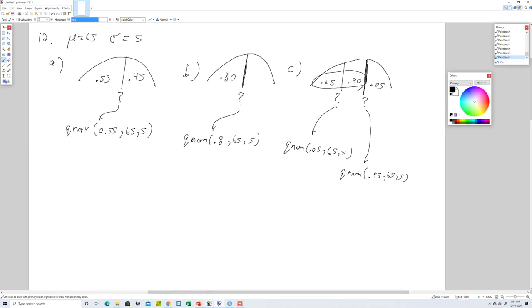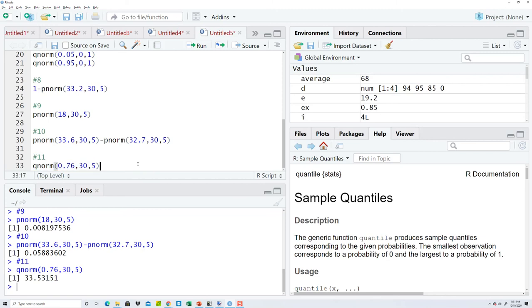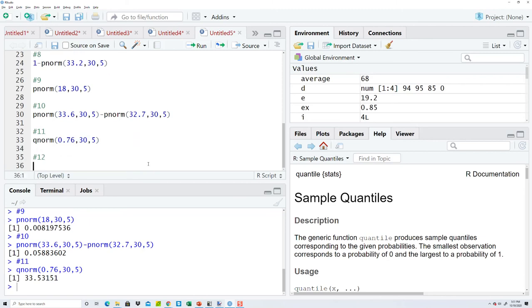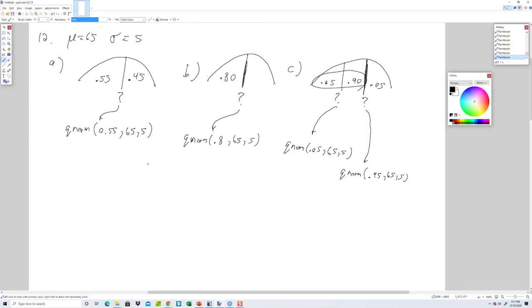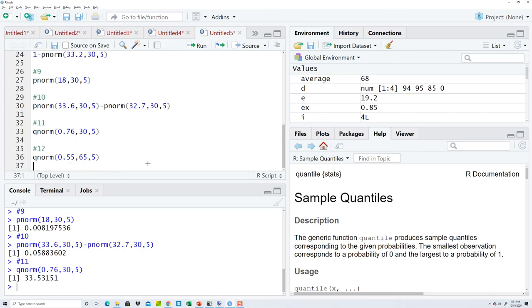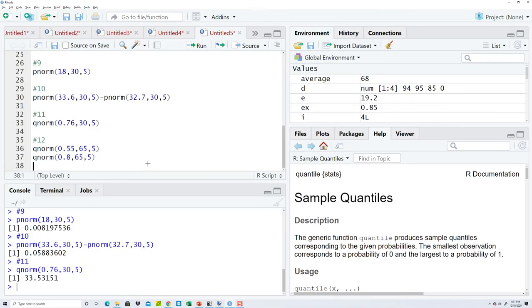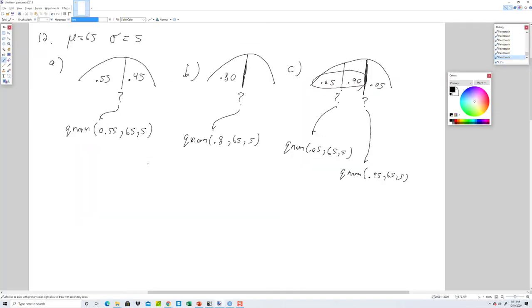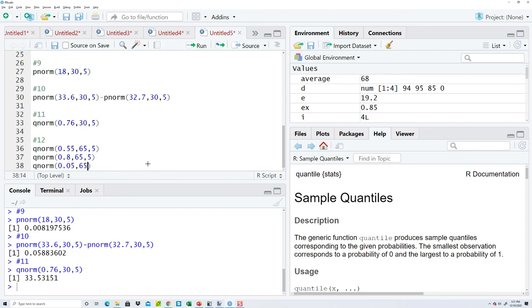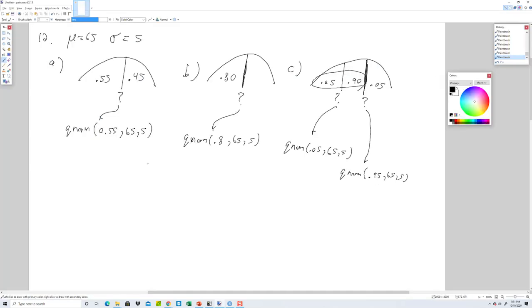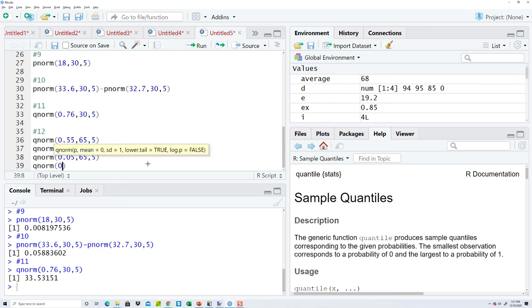Okay, so this is number 12. And we're going to have Q norm 0.55, comma 65, comma 5. We'll have Q norm 0.8, 65, comma 5. And we'll have two over here, Q norm 0.05, 65, 5, and Q norm 0.95, 65, comma 5.